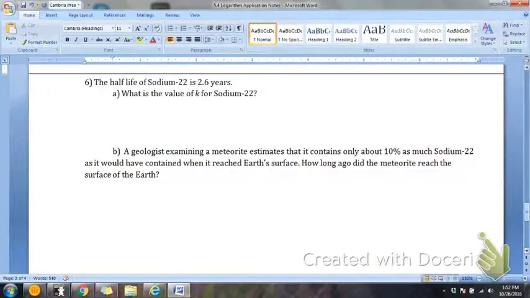Number 6a says the half-life of sodium 22 is 2.6 years. Remember that 22 thing with the sodium is just a label. The 22 doesn't mean anything. Okay? Don't plug 22 into your problem. It's 2.6 years. What is the value of K for sodium 22? Okay, so half-life tells me that how much of the substance is remaining? Half of it, right? So what's going to be my A value, Josh? Or what's my Y value, I mean?